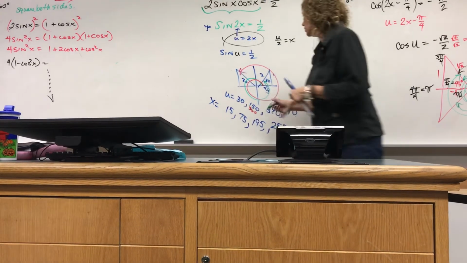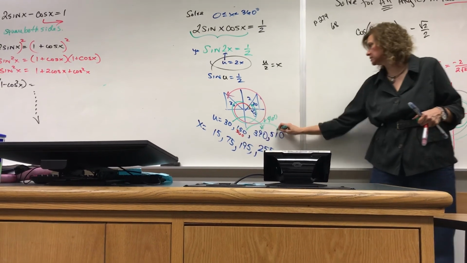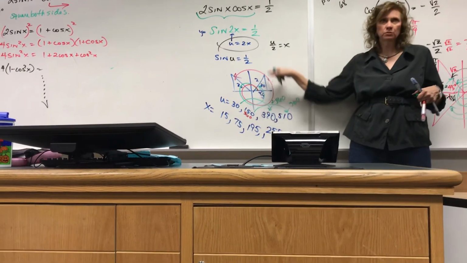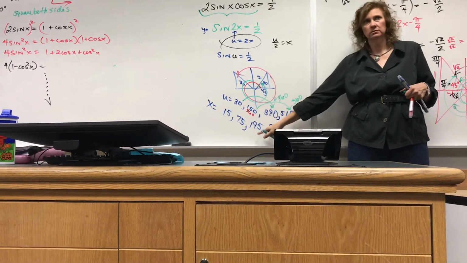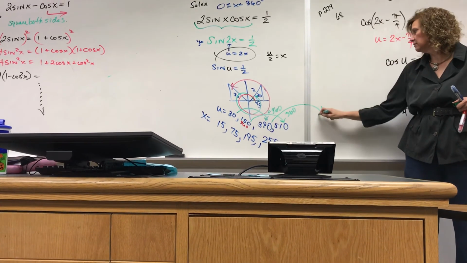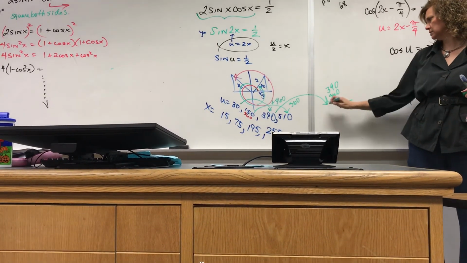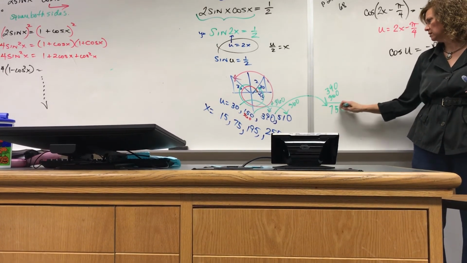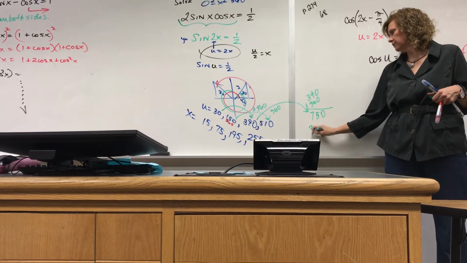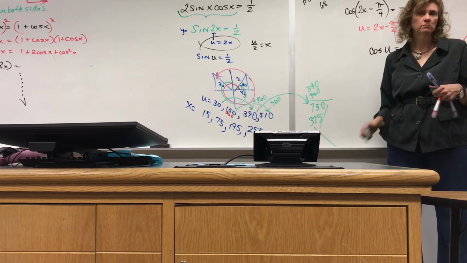So if you notice here, we added 360. We add 360 to the u angle, the picture, not the x ones. If I take my 390 and add 360, I get what, 750? And if I cut 750 in half, I get 375. And that's too big. Okay?